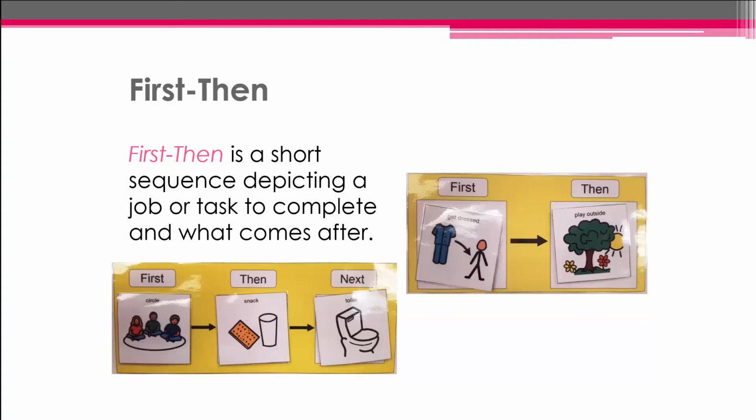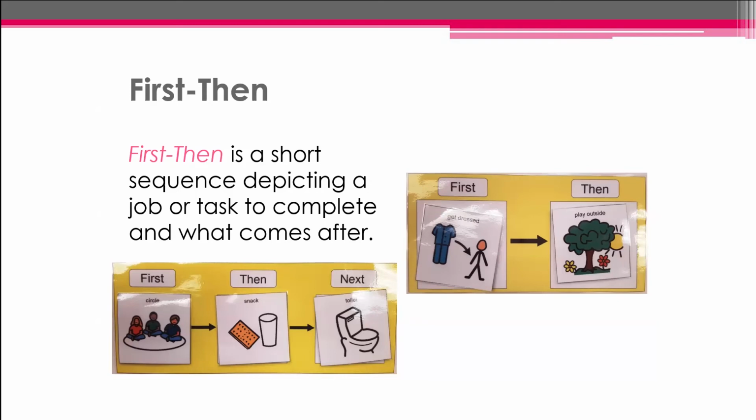First then strips. First then is a short sequence depicting a job or a task to complete and what will come after. First then strips help children understand order and sequence. They help teach children to prioritize tasks. They help to develop autonomy. They can be used to communicate the sequence of events, or it can be used to motivate a child to complete a less preferred activity.